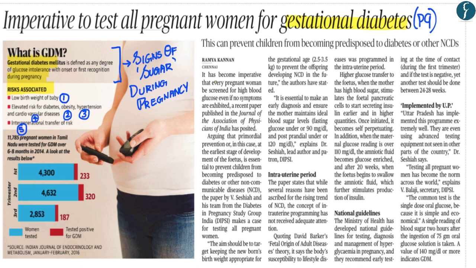Now it is within that context that it has been said that every pregnant woman should be screened for high blood glucose, irrespective of the fact whether the mother is showing any symptoms of sugar or not. Now according to this article, the ideal blood sugar level for an expecting mother should be at 90 during fasting and 120 after eating food. Now within India, the Ministry of Health has already developed national guidelines for testing, diagnosis and management of sugar within pregnancy. Now the Ministry of Health has already recommended early testing of sugar during the first trimester.